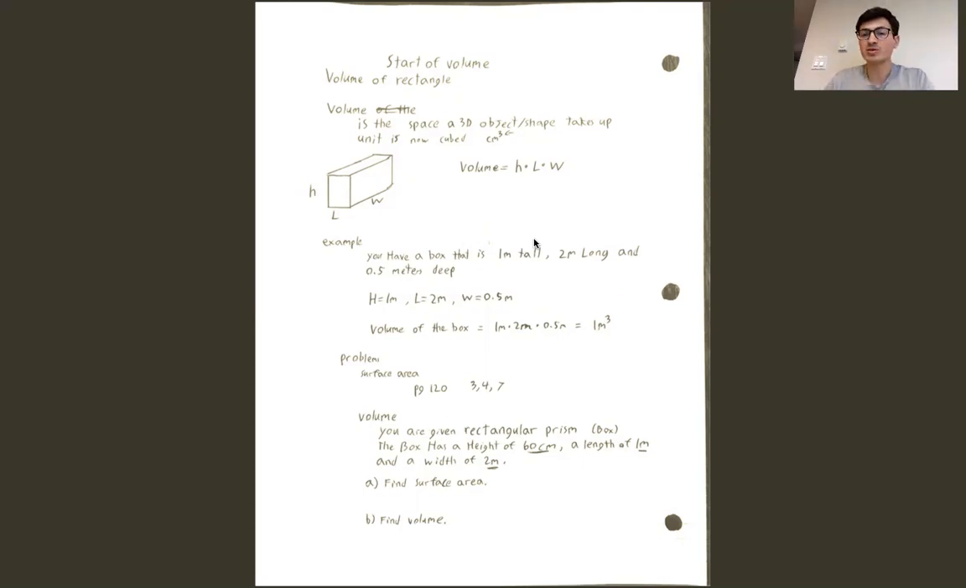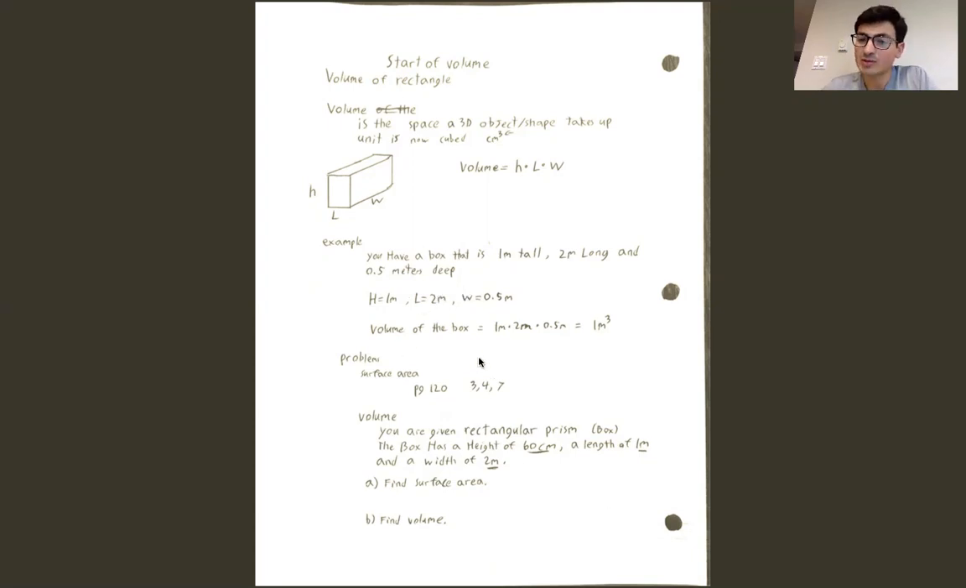But for the purpose of realizing what units correspond to, when you see tall, that's going to be your height. So h equals 1 meter. Long, that will most likely be your length. So your length is 2 meters. When you see deep, that's going to be your width. So your width is going to be half a meter, or 0.5 meters.